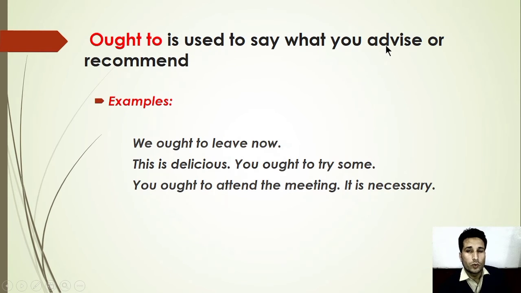Ought to is used to say what you advise or recommend. So when we recommend something, when we advise something, we also use ought to. For example, we ought to leave now. So for example, we are late and we are advising someone that we ought to leave now. This is delicious. You ought to try some. So I'm recommending something to someone that it is delicious and you ought to try some. You ought to attend the meeting. It is necessary. Again, I'm recommending the meeting to someone that it is necessary. That is why you ought to attend the meeting. Okay, so that is how we use it in this structure.